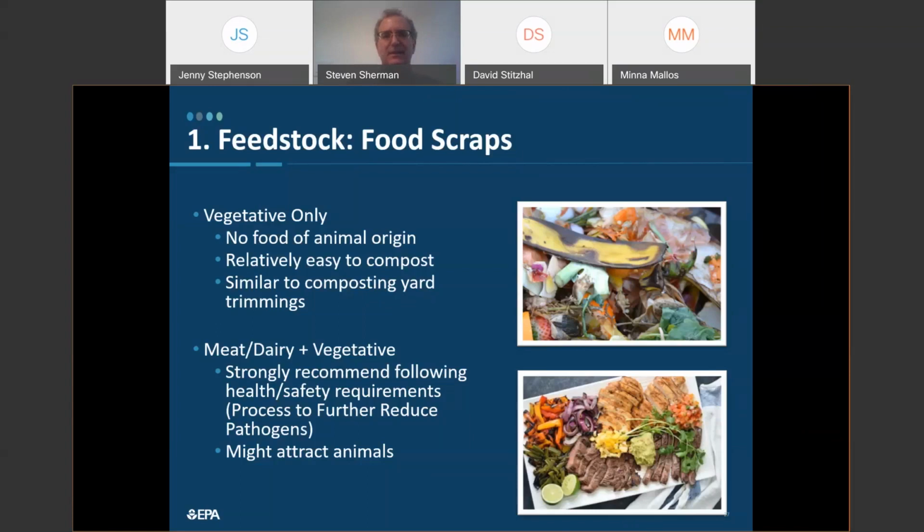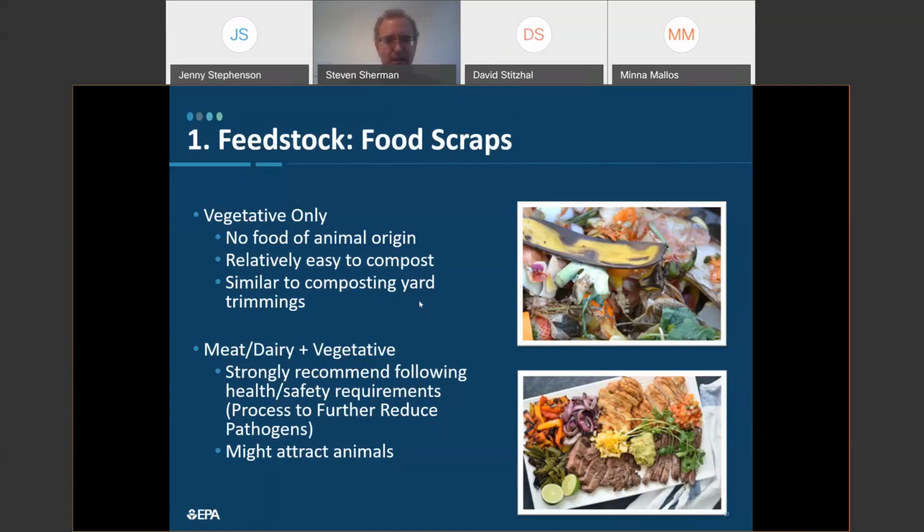So vegetative is food like fruits and vegetables, no animal origin food there. You see a picture of a banana peel there. It's relatively easy to compost. It's fairly similar to composting yard trimmings. It works pretty well. It does require other materials that have more carbon in it to mix with. So that's something that can work at a household level quite easily. It's something that can work in a place like a casino as well, with some training efforts for the staff to make sure that you're getting the right material that you need.